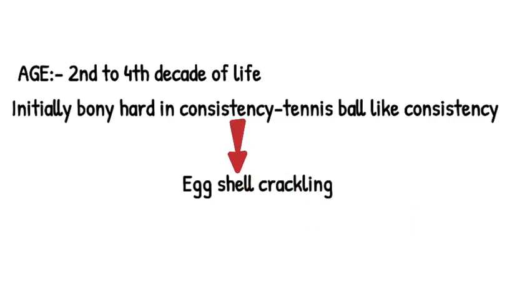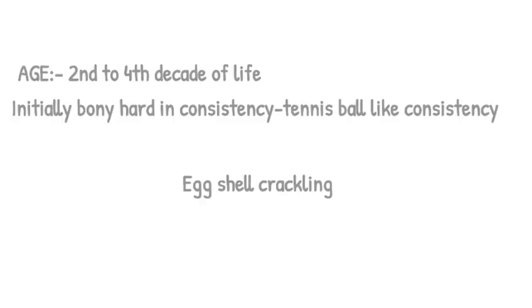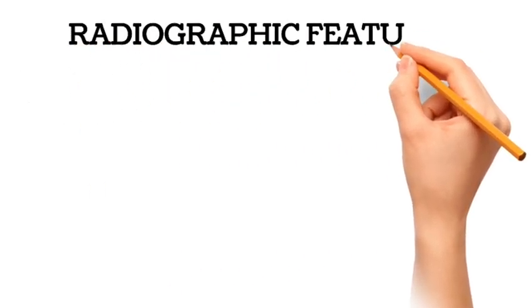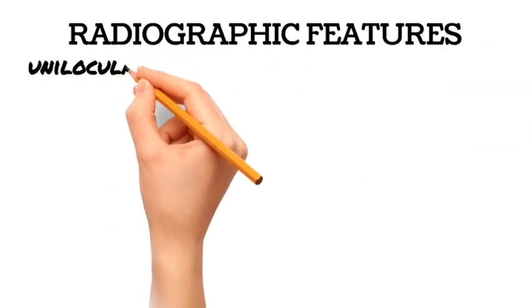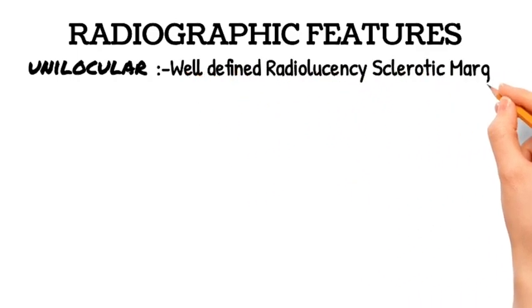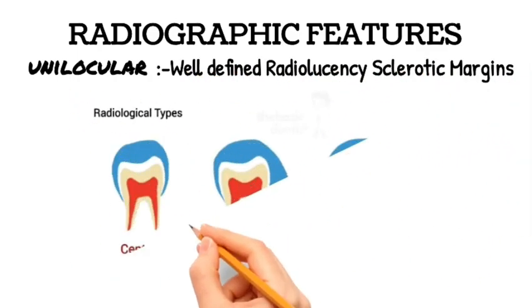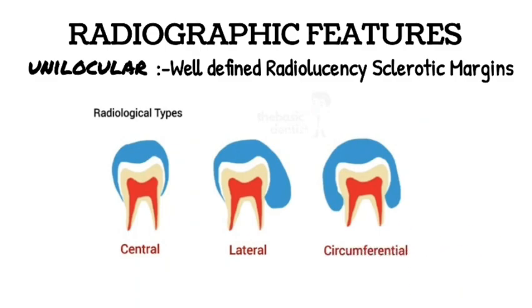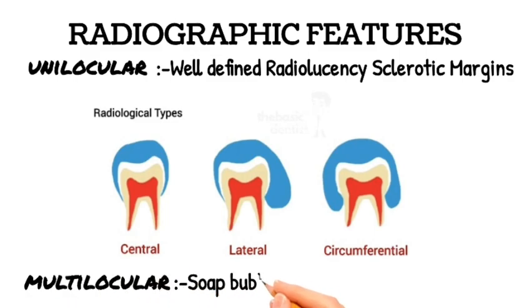Initially it is present as bony hard in consistency, like a tennis ball, and later on eggshell crackling. Now coming to the radiographic features, it can be both unilocular and multilocular. First we will talk about the unilocular. It is a well-defined radiolucency with sclerotic margins. It has three radiological types. First one is central, then lateral, and last one circumferential.